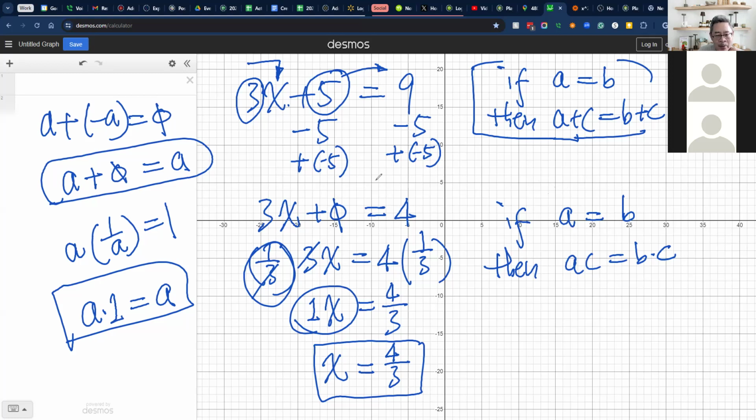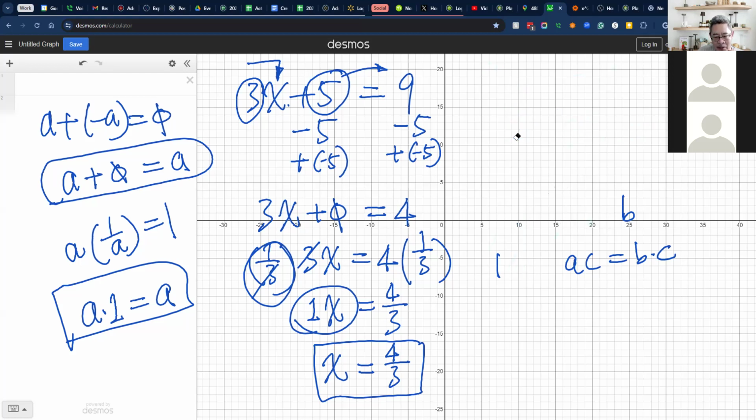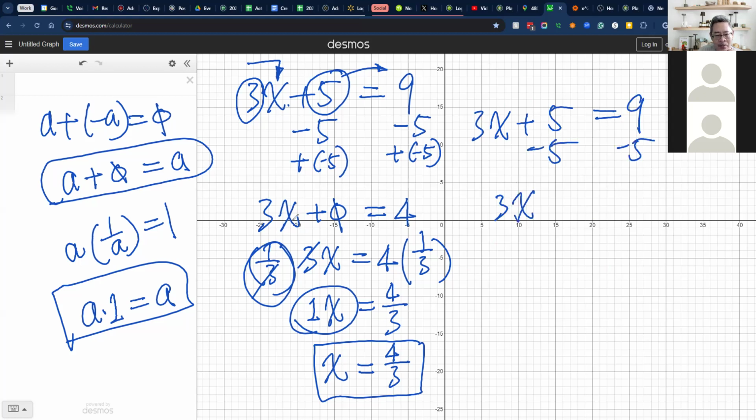Okay, same thing here. When we actually work out the problems, we keep the important information. Some steps are too trivial, we don't have to write that. For example, 3x plus 5 equal to 9. Well, we just do minus 5 on both sides, and then we just write 3x.